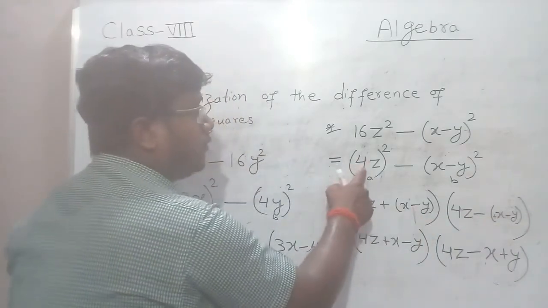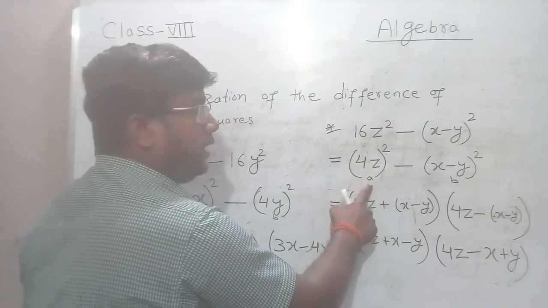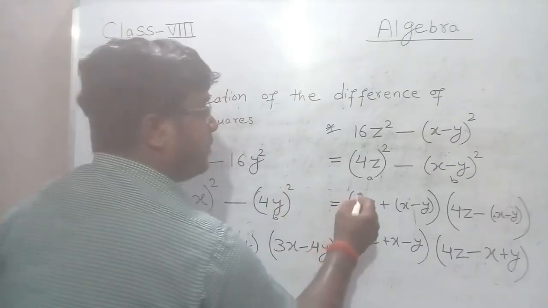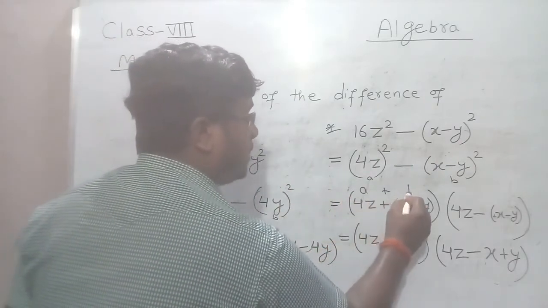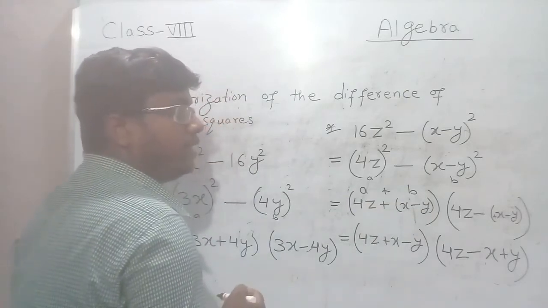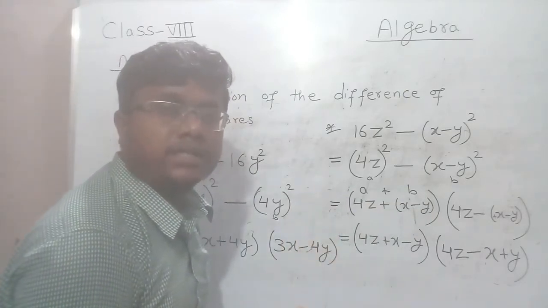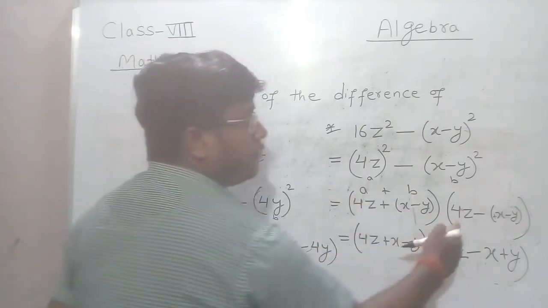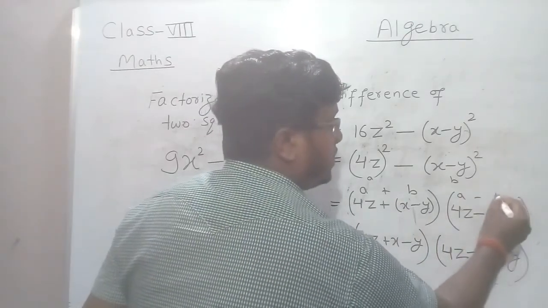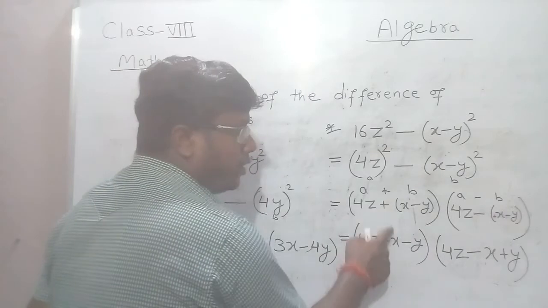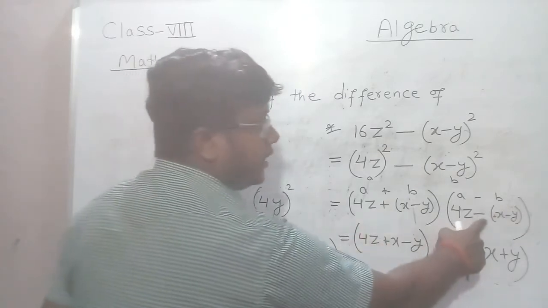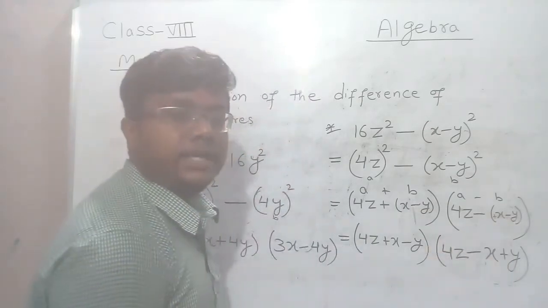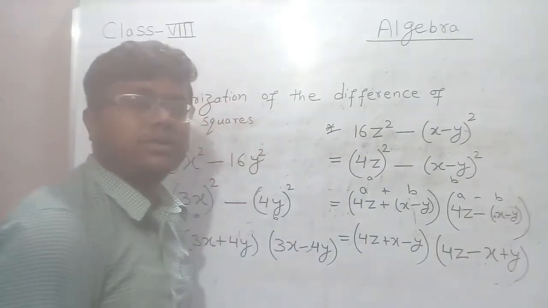This is your 4z, it is acting as a, and the whole x minus y is acting as b. So here a plus b means 4z, this is your a, plus x minus y is your b. The a square minus b square formula is a plus b into a minus b, so 4z plus x minus y, like a plus b. Here 4z is your a, minus x minus y is your b. So here no problem, you will get the same thing, but due to this negative sign, while opening, the sign changes, so be careful in such types of questions.